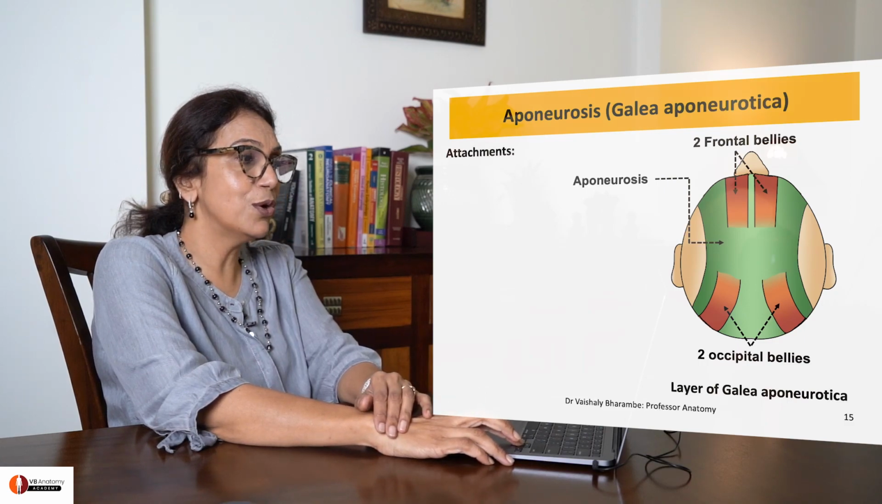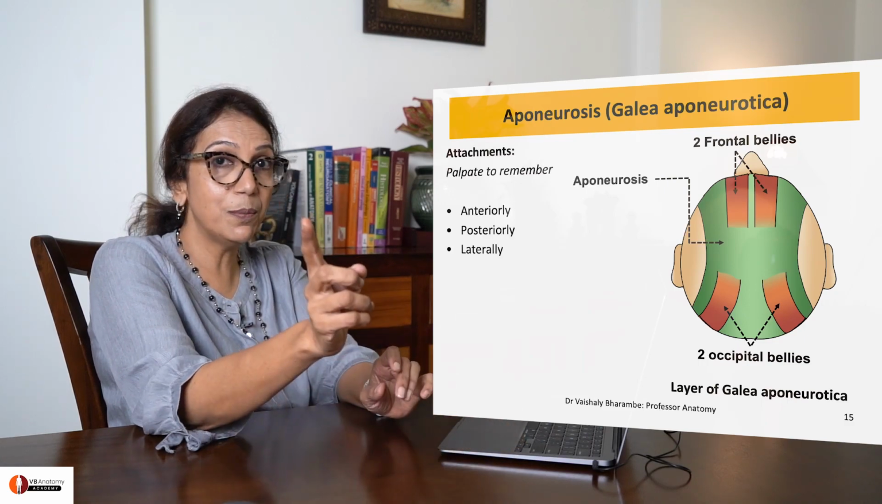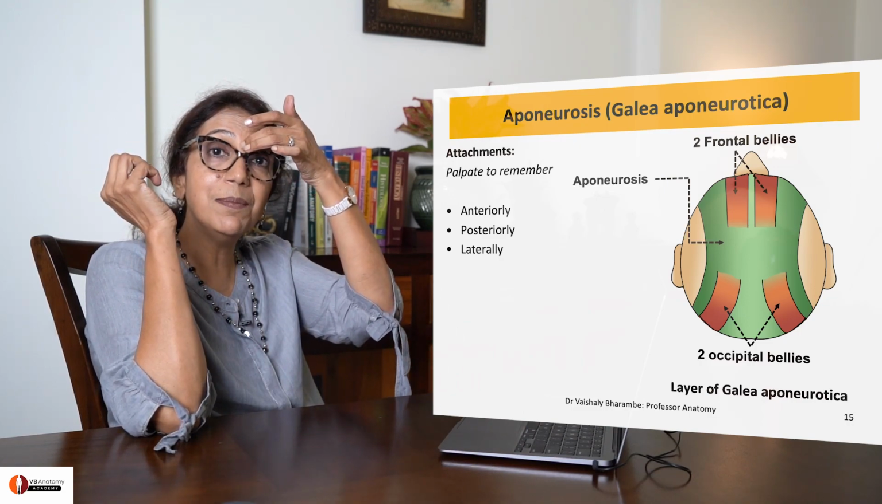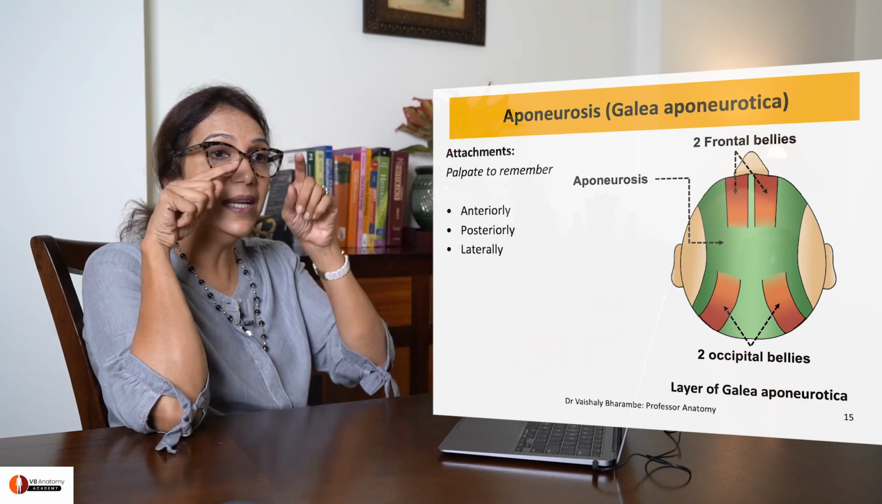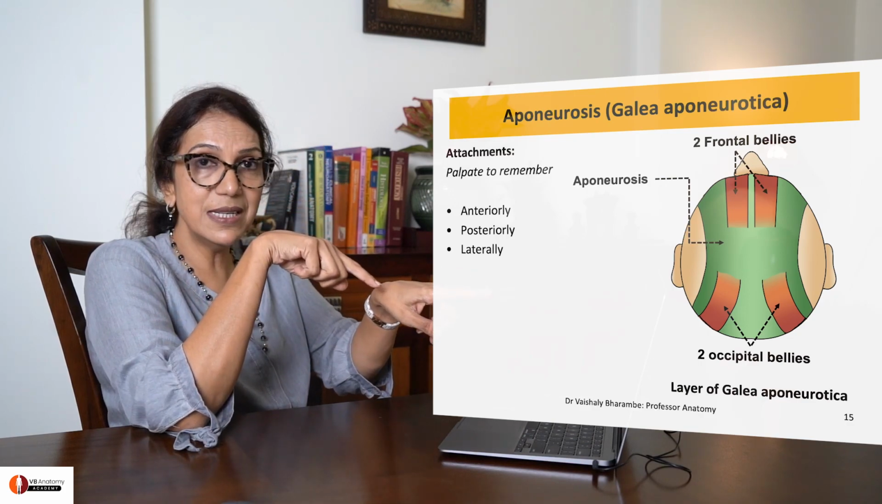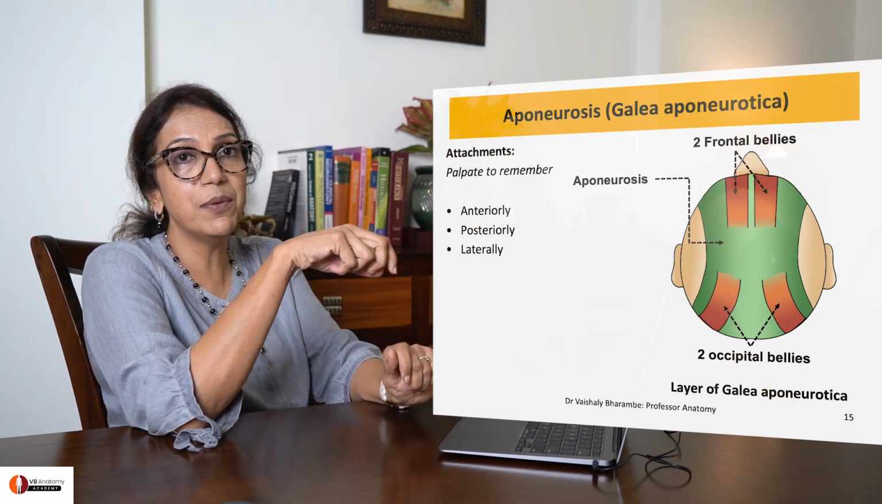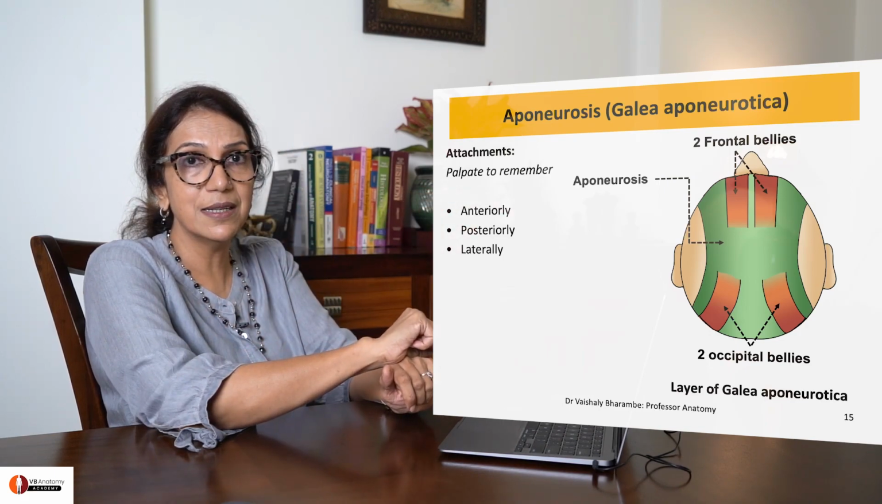Let's talk about the aponeurosis first, okay? So the aponeurosis is anteriorly, remember to palpate, okay? Is anteriorly extending forwards almost till the base of your nose, okay? It extends between the, see this diagram here? It extends in this narrow gap between the two frontal bellies.